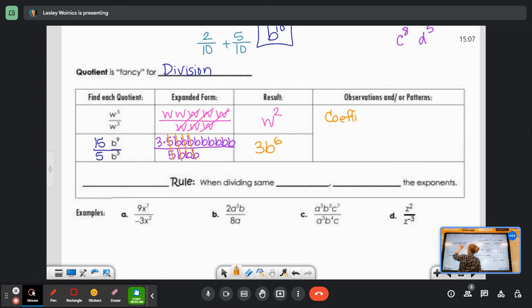Coefficients. Oh my gosh. I forgot to say divide coefficients. Divide coefficients.